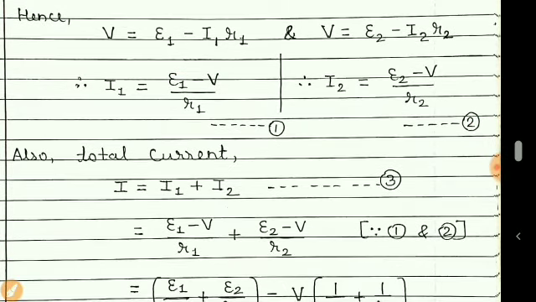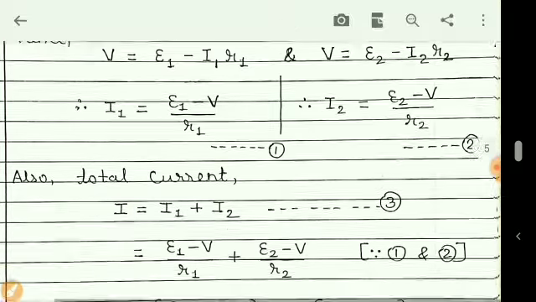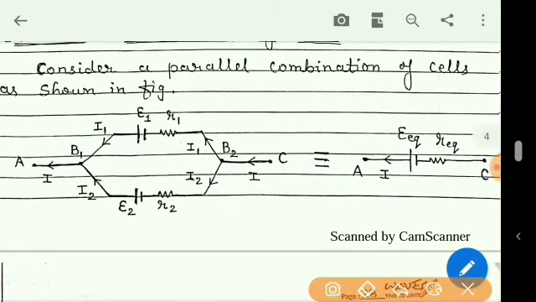Then at a junction, current I1 and I2 meet and the total current is I. See students, in this figure you can see that this current I1 and this current I2 meet at point B1 and the total current becomes I. So we can say that I is equal to I1 plus I2. Remember Kirchhoff's first rule.